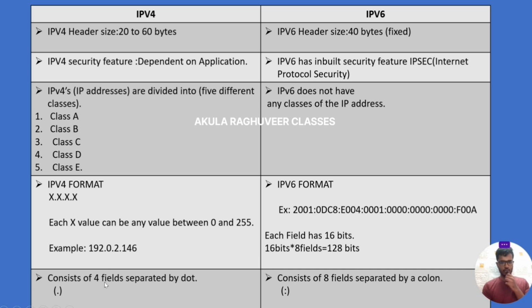In IPv4 format, we have only 4 fields, as you can see here, 1, 2, 3, 4. Each X is representing one field. Whereas in IPv6 format, it is having 8 fields. Each field is separated by a colon. Whereas in IPv4, each field is separated by dot. So, guys, these were the differences between IPv4 and IPv6.